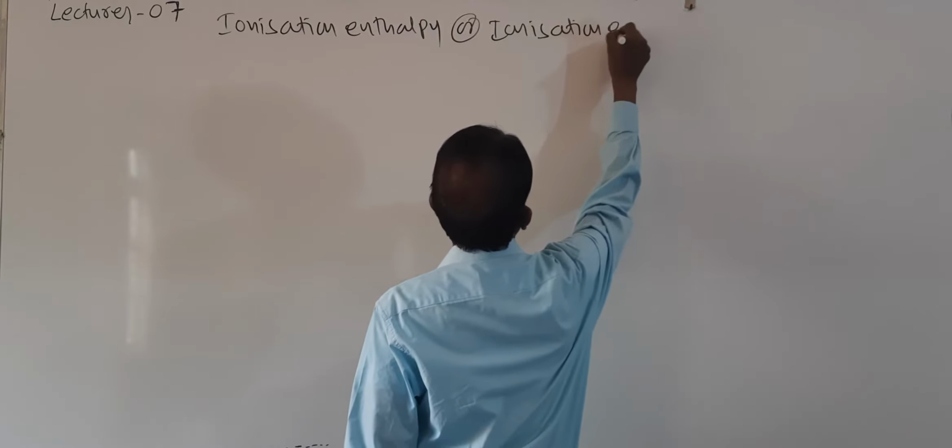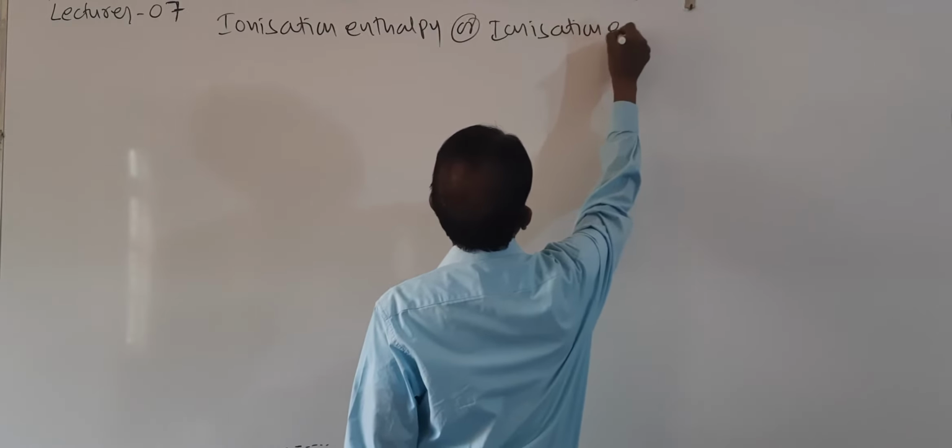So here, the outermost electron is removed from an isolated gaseous atom, and the atom must be in the ground state. I will give an example. Look here, sodium, 2,8,1, is a gaseous atom, and when it loses an electron, one electron is removed. How much energy does it require? Delta IH, ionization enthalpy, is equal to 496 kilojoules per mole.